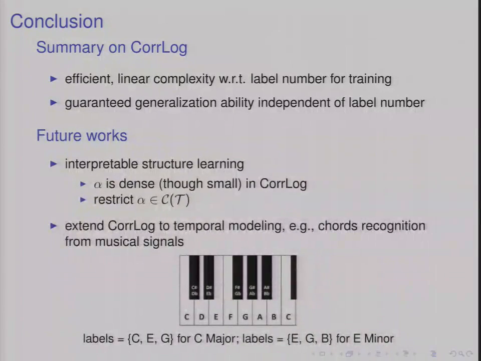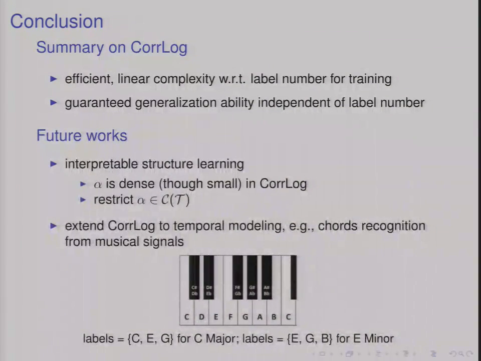So, conclusion. In summary, the proposed CorrLog is an efficient algorithm for multi-label classification, and it has a linear computational complexity with respect to the number of labels. And it also has a guaranteed generalization ability, which is independent of the number of labels. Both of these two properties indicate that CorrLog is a good algorithm for large problems.